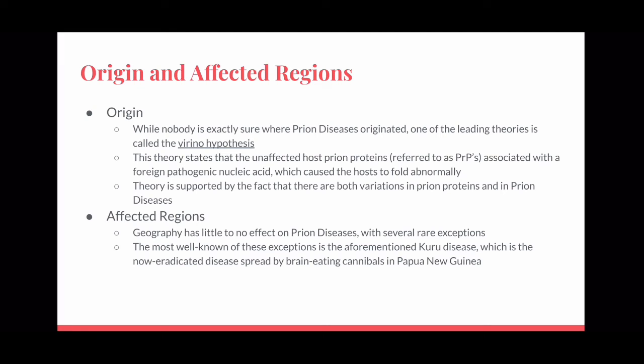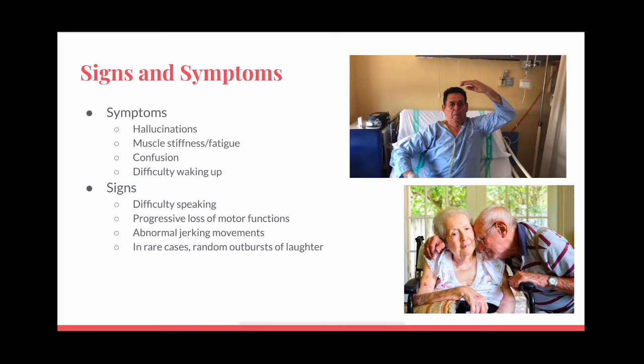In terms of signs and symptoms, some symptoms are hallucinations, muscle stiffness or fatigue, confusion, difficulty waking up, and in cases of fatal insomnia disorder, of course, fatal insomnia. And some signs of prion diseases can include difficulty speaking or completing motor functions, abnormal jerking movements, and in rare cases, mostly seen with Kuru, random outbursts of laughter. And as you can see, there are some pictures of 2 people, the man on top and the woman on the left, who are affected with prion diseases, who have lost, as you can tell, much of their motor abilities, especially the woman on the bottom.